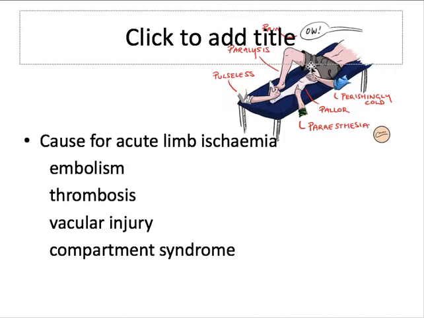Pain will be there from the beginning. It will get cold, and of course the pulse will get absent. But for paralysis to develop, paresthesia to develop, it has to take some time. But anyway, these are the causes for acute limb ischemia. It could be embolism, thrombosis, vascular injury, or compartment syndrome. So we have to find the cause because the treatment will be different.